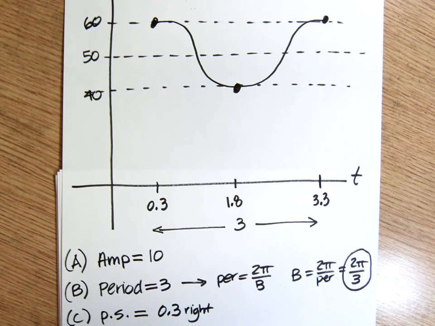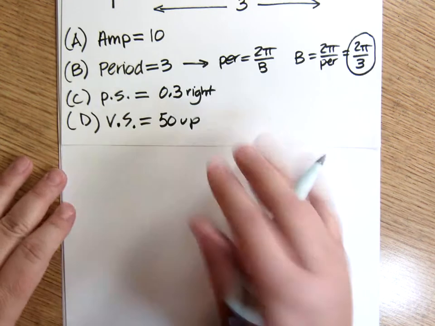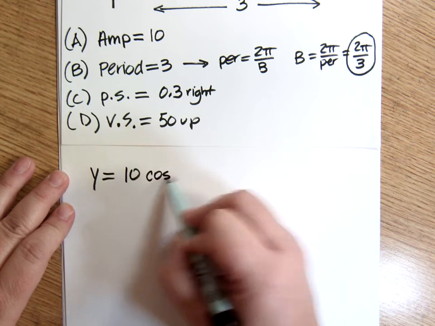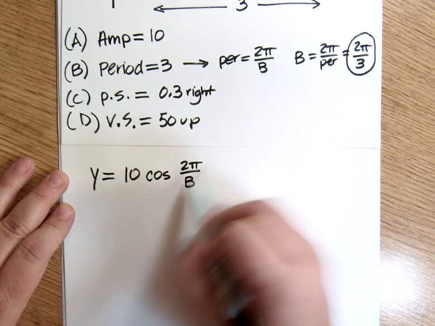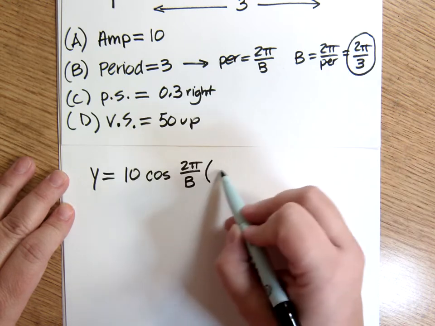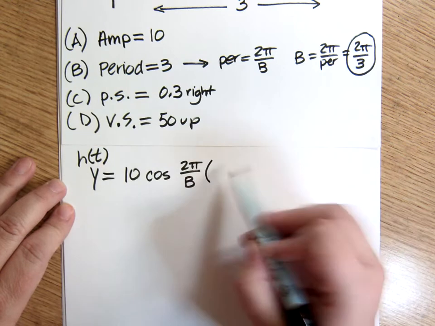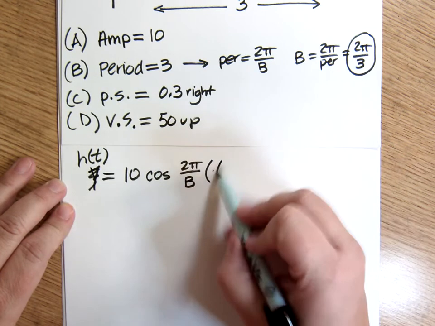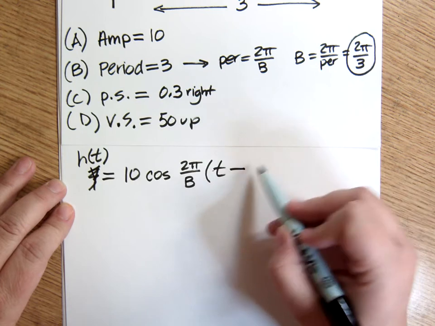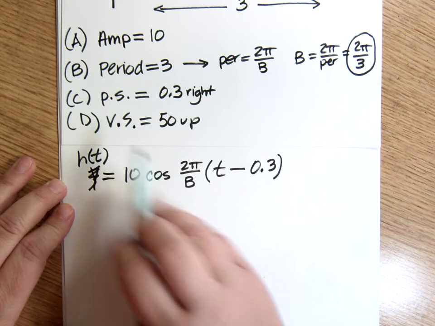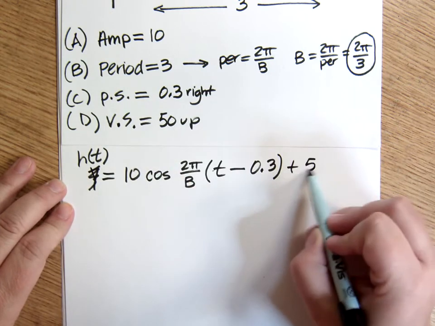First of all, is this flipped up or flipped over or not? Is it upside down? Nope, it's right side up. Starts high. So we've got y equals positive 10 cosine 2 pi over 3. This is the b. And I used a y. I was going to say h of t. Same idea. Sorry. T minus, is it going to be minus? If it's to the right? Yes, it is. And 50 up. There we go.